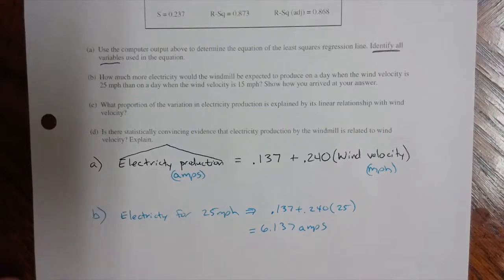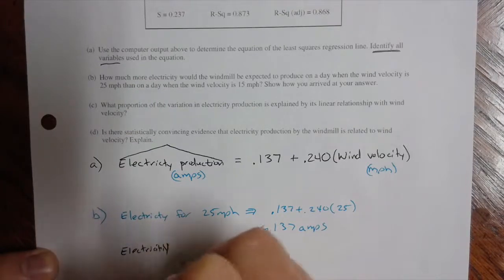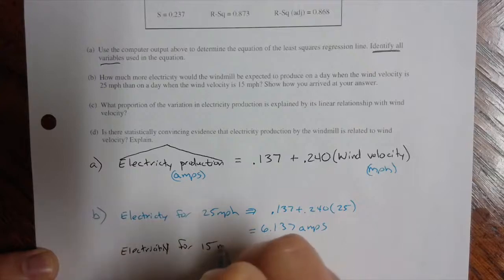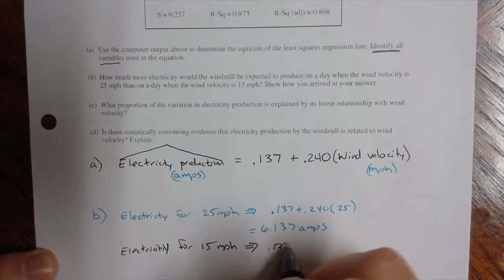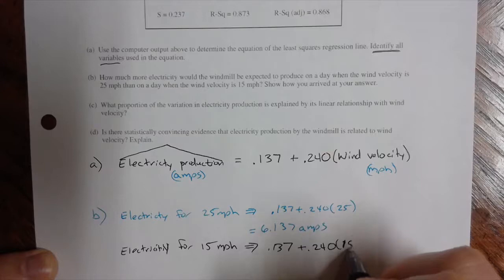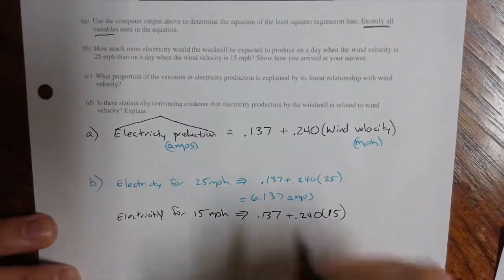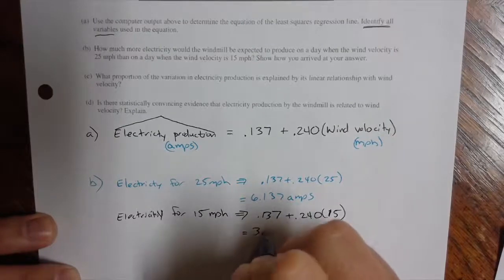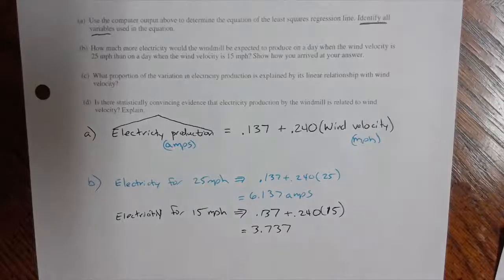And you can contrast that, do the same thing with 15. Electricity for 15 miles per hour. And you plug that in as well. Same strategy. And that number comes out to be a little bit less, 3.737. And now that you have these two values, it's pretty quick to calculate a difference.